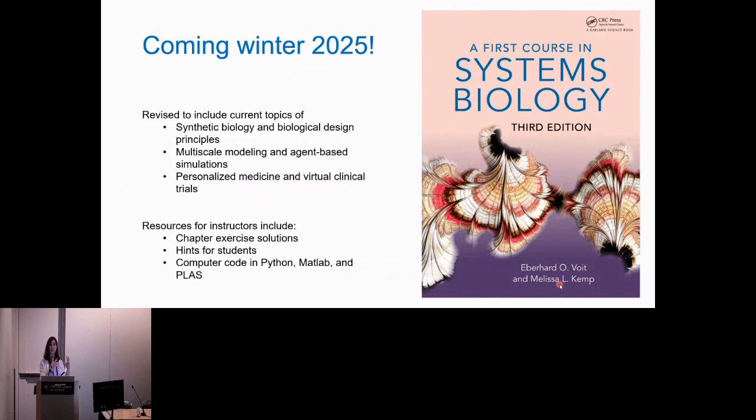Staying true to the SysMod community, this is not a machine learning textbook. It's really focused on design principles, nonlinear dynamics, and understanding features of complex systems with differential equations and the tools that are out there today. So with that, thank you for your attention, and I'm happy to take a few questions.